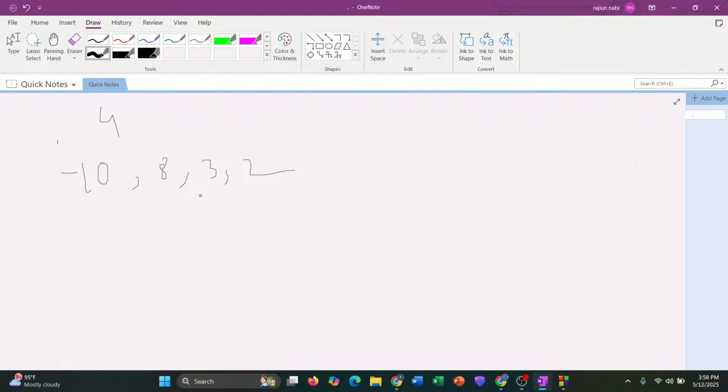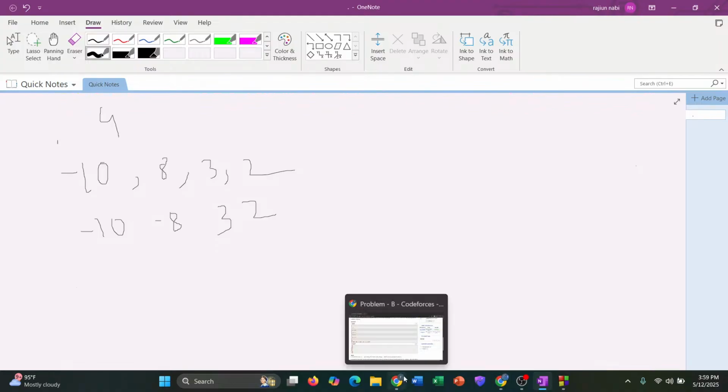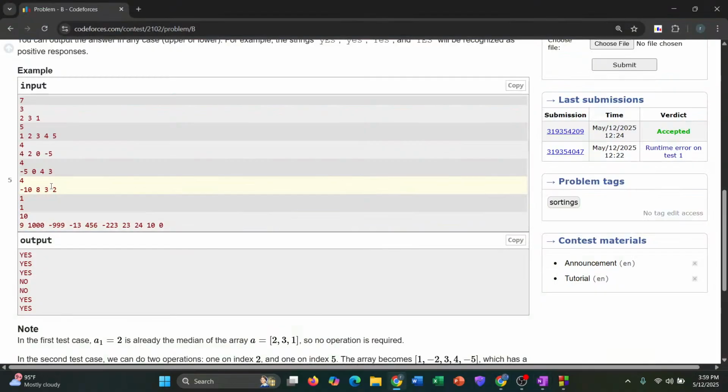So what we can do is multiply 8 by minus 1, which will be equal to minus 8, 3, 2, minus 10. Now if I sort the array, what will happen? Minus 8, okay, fine. No, no. I have to do this one. The answer is yes. We have to make 10 the median of the array.